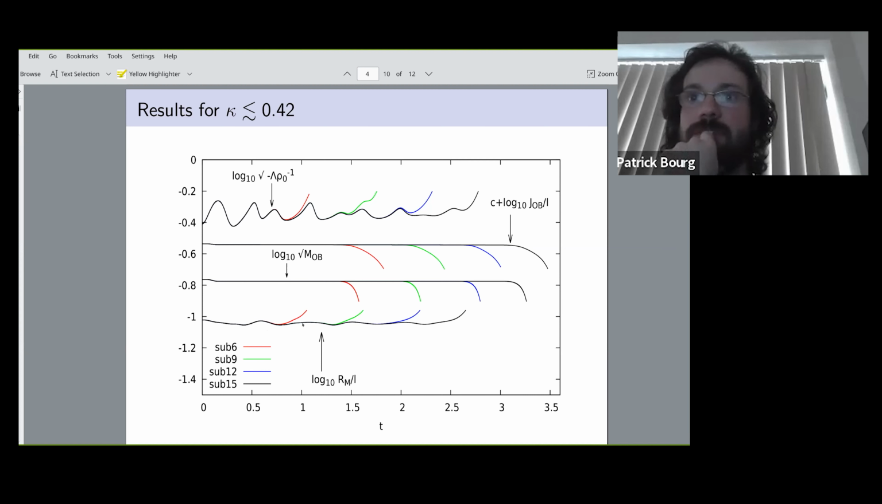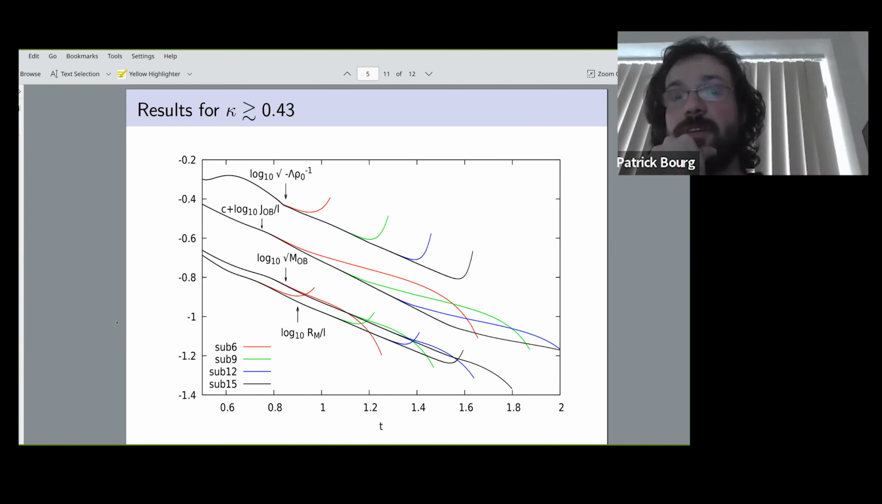Of course, this particular feature only holds for a specific amount of time, because the critical solution has a growing mode, and eventually this growing mode, of course, is going to pick up, and the solution will then be driven either towards collapse or towards dispersion, as I showed you in the phase space plot before.